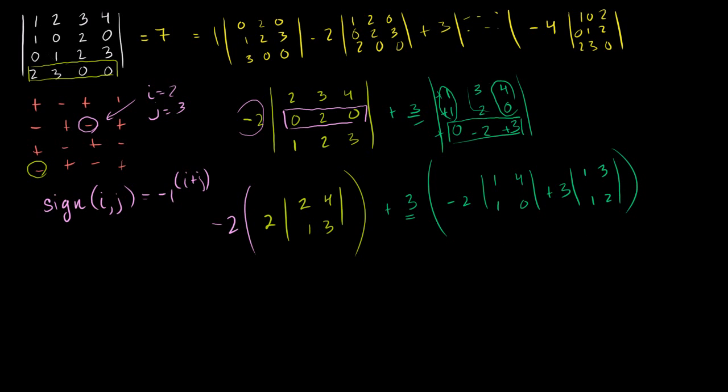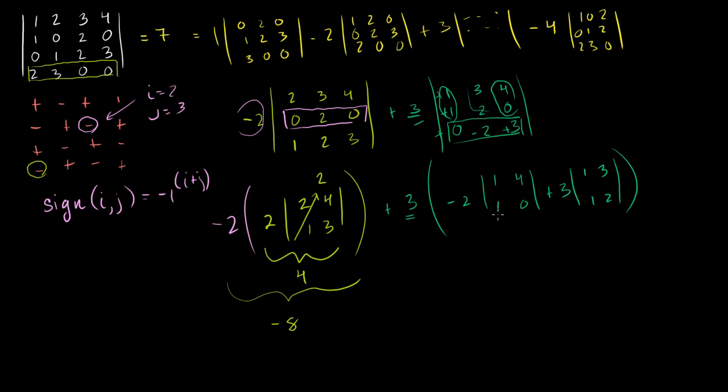Let's see if we can simplify this. 2 times 3 is 6 minus 1 times 4. So this becomes 6 minus 4. So that's 2. So this whole thing simplifies to 2 times 2, which is 4. 4 times minus 2, the whole thing simplifies to minus 8.